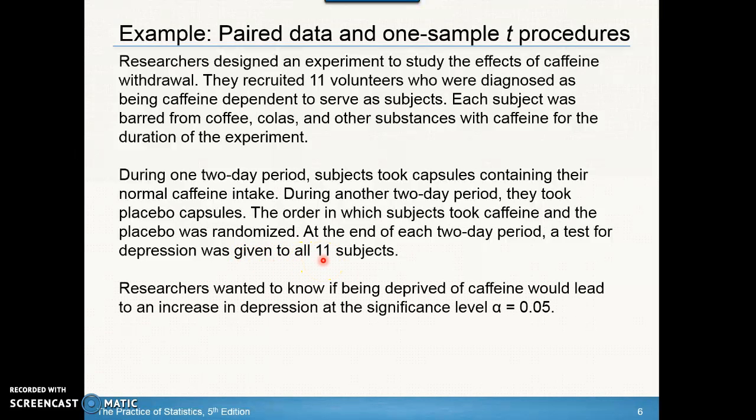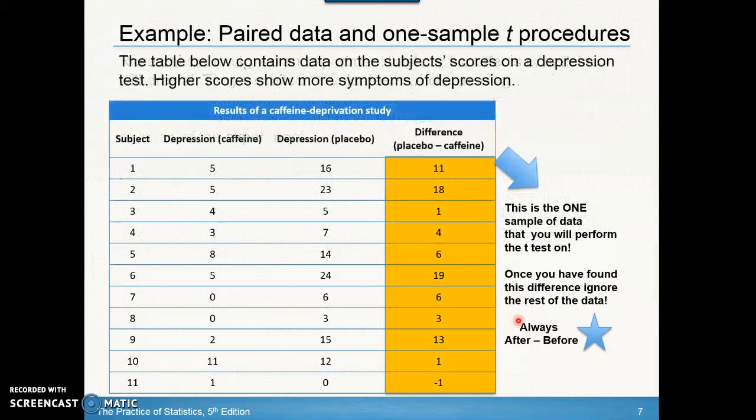Okay, so this is still the same population. This is a matched pairs because it's the same subjects that are taking the caffeine and the same subjects that are getting the placebo. So researchers wanted to know if being deprived of caffeine would lead to an increase in depression at the significance level alpha equals 0.05. All right, so let's take a look. Now, this table below contains the data on the subject scores on a depression test. Okay, the higher scores show more symptoms of depression.